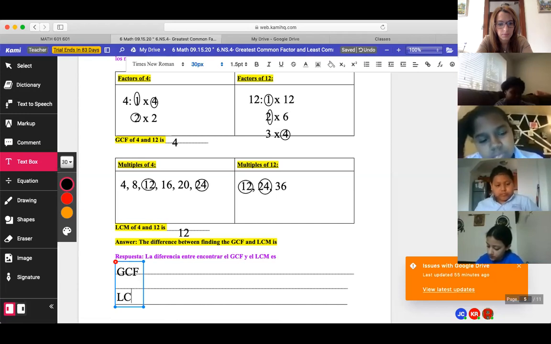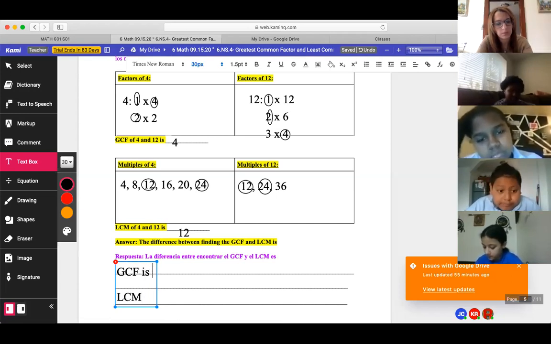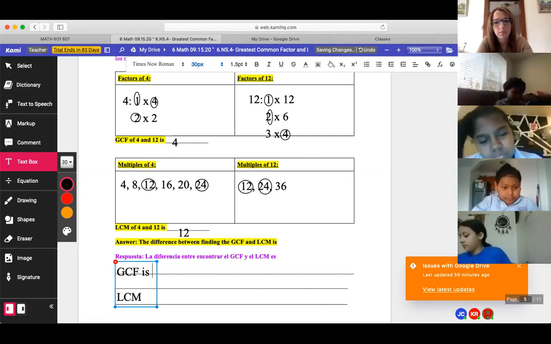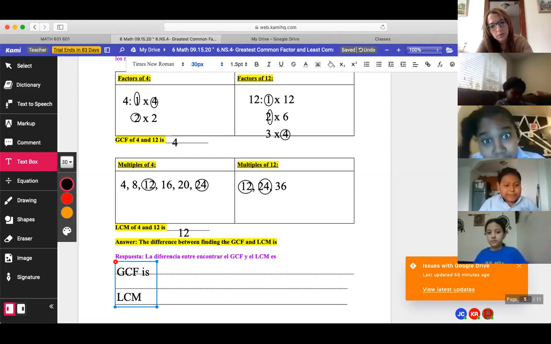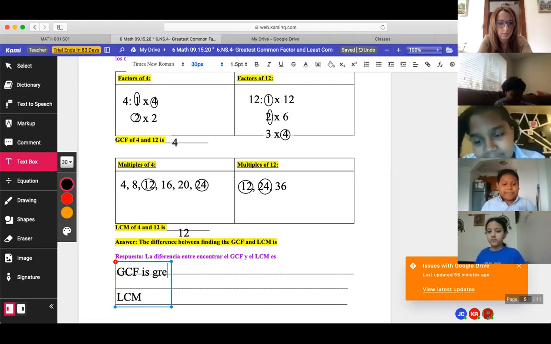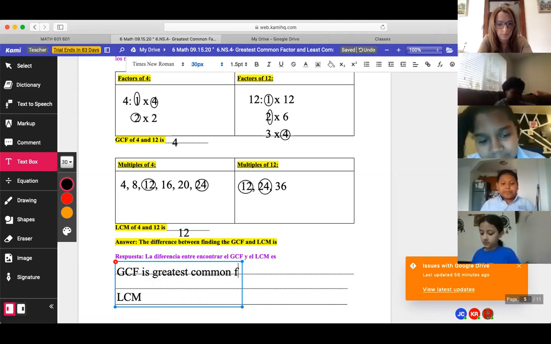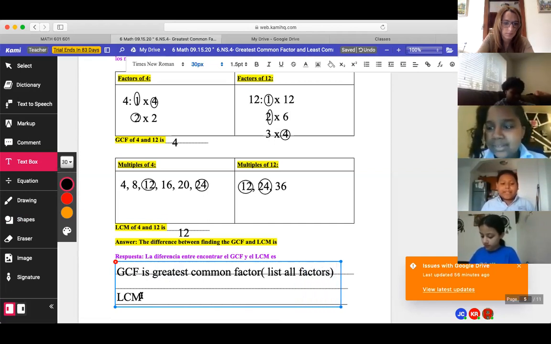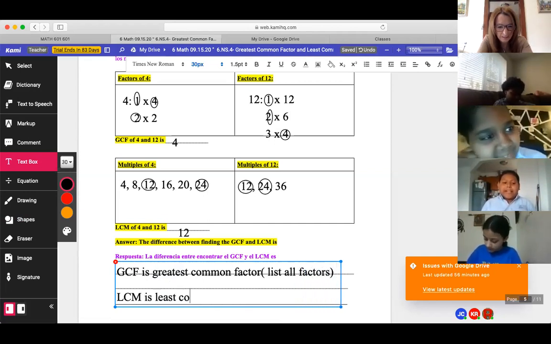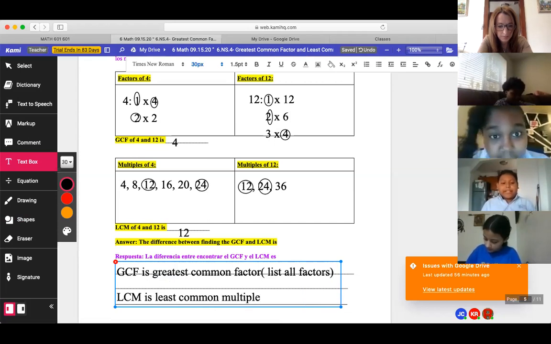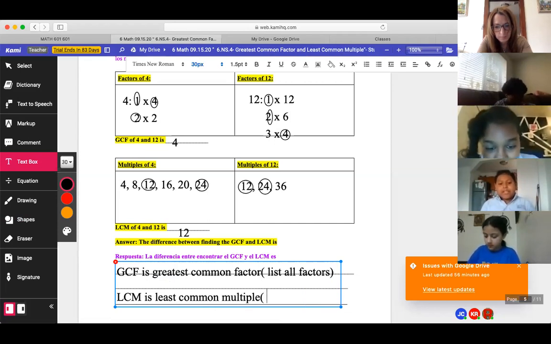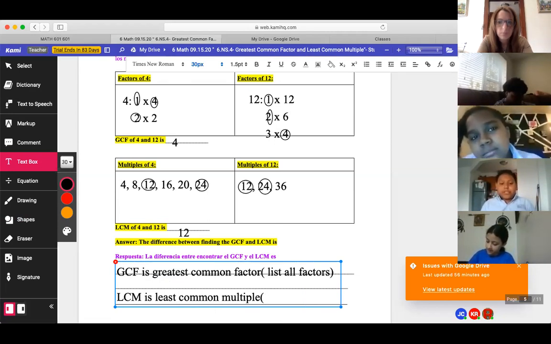Thank you, Heaven. Andrew, now answer this question. The difference between finding the GCF and the LCM is? The difference is when you're finding the GCF, you're finding the greatest factor, not the greatest multiple or least common multiple. When you're looking for the LCM, you're looking for all the multiples of a certain number.